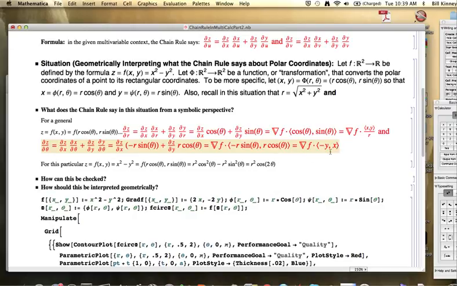All right, what's all this going to mean for this particular function that I picked? F of xy equals x squared minus y squared. Well, we need to find the gradient of that function.